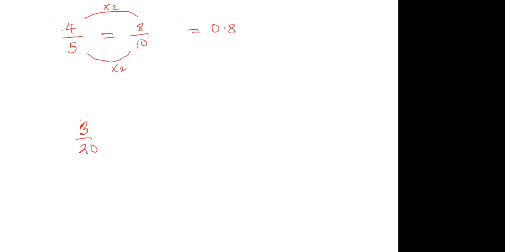Then the other one too. The other one, you want to make it 100, because 20 to 100 is going to be a lot easier for you. So this one is going to be times 5 and times 5. So that gives you 15/100. So it gives you 0.15. So this is how to convert it directly.